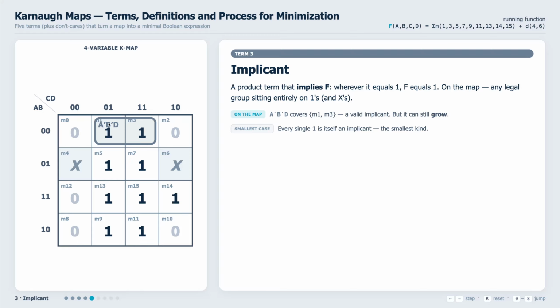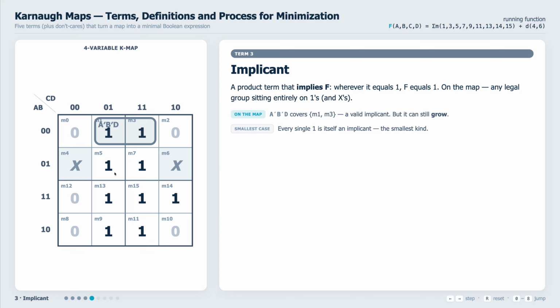So I've got this Karnaugh map that represents the Boolean function F. This is an implicant because I've grouped these two things together. This is a region on the Karnaugh map, A bar, B bar, D, and it's consistent with the Karnaugh map definition, or with a functional definition.